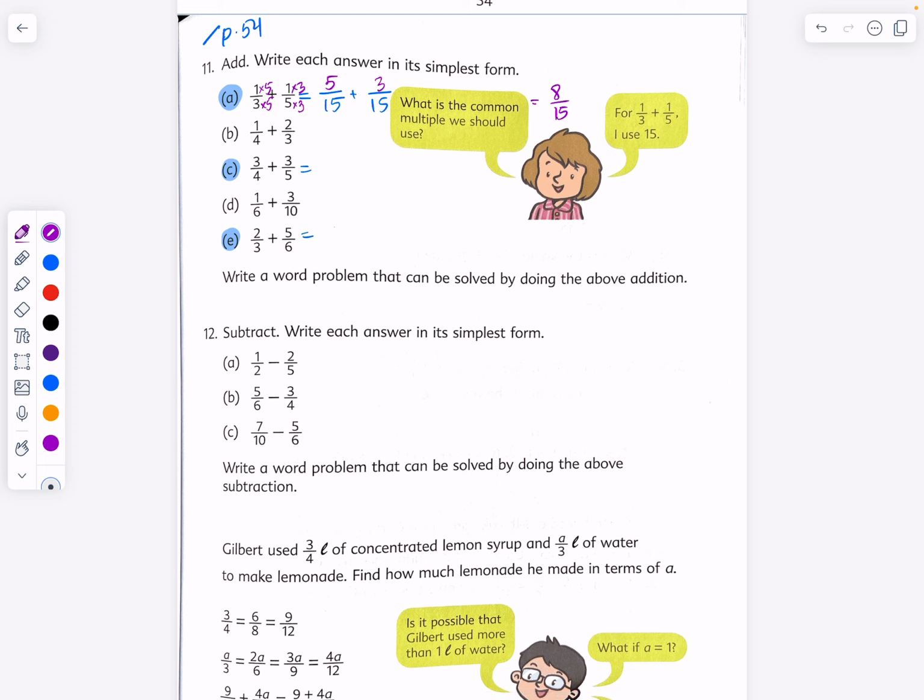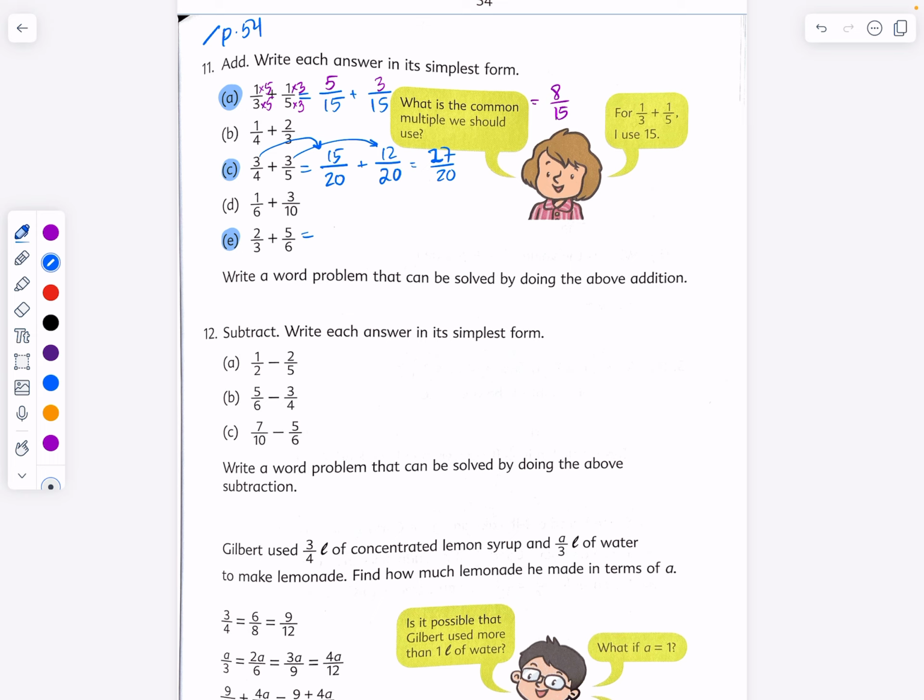Again, these two fractions do not have the common denominator. What is the common multiple, or what can be the common denominator of 4 and 5? I hope you agree that it is 20. So we're going to create equivalents out of 20 equal parts. 3/4 is the same as 15 20ths, and 3/5 is the same as 12 20ths. Together makes, not 17, 27 out of 20.